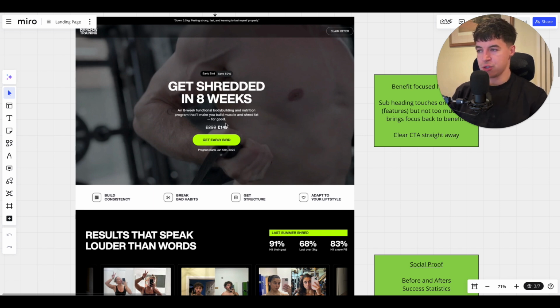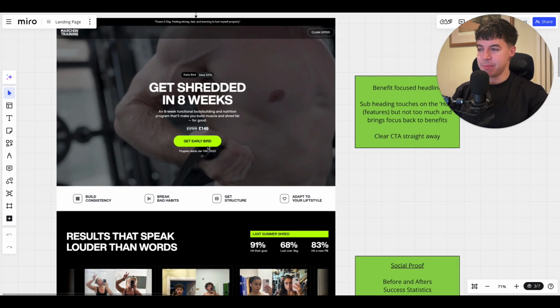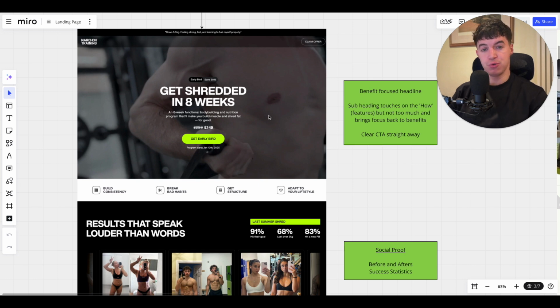So we understand the context of what we're being sold here. We know that this is a functional bodybuilding program along with some sort of nutrition program. So that's the how. Those are the features. That's how they're going to generate these results that they're promising for us. But that's not the focus. They circle back around to the benefits, and they mention that it will build muscle and shred fat for good. So some very clear benefits there, but they're still touching on the how. So people on this page have a bit of context on what they're actually being sold.